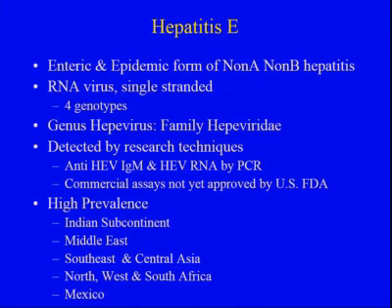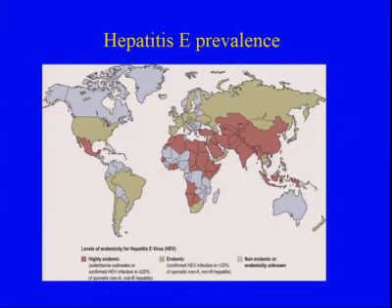Hepatitis E is one of the last 2 agents we'll talk about. It's similar to hepatitis A. It's in the genus Hepeviridae. It's detected by research techniques. You can't order this test at your lab. Initially, we thought it was more common in India, Middle East, Asia, Africa, and Mexico. It turns out it's common in the United States and a lot of other places.